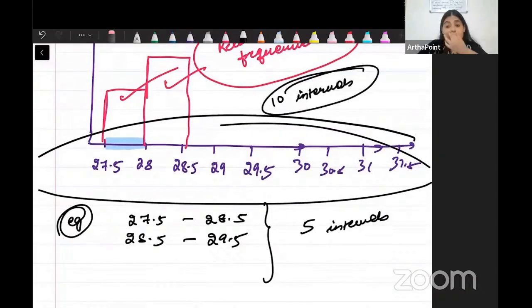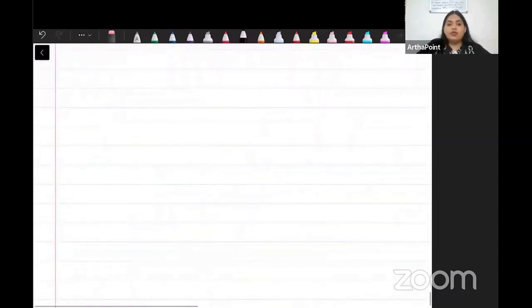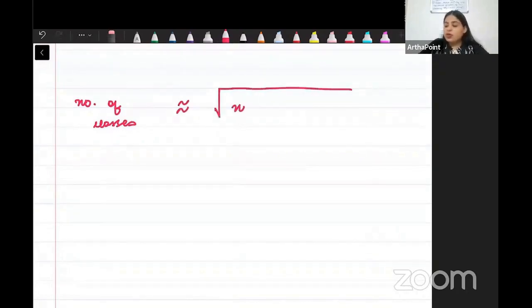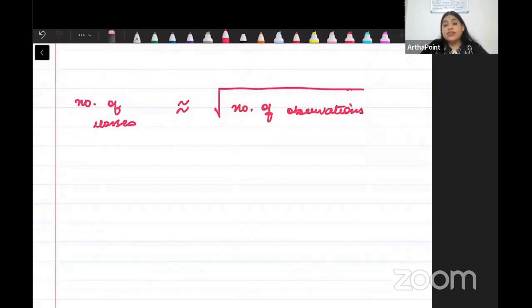So the question that students ask is, how many intervals are apt? Is there any thumb rule for it? The answer is yes. You have a thumb rule for the number of intervals that you can make. And what is the thumb rule? Ease and difficulty to plot to hai, but you have a mathematical rule that the number of classes should approximately be equal to the square root of the number of observations. This is what authors like Devore tell us.